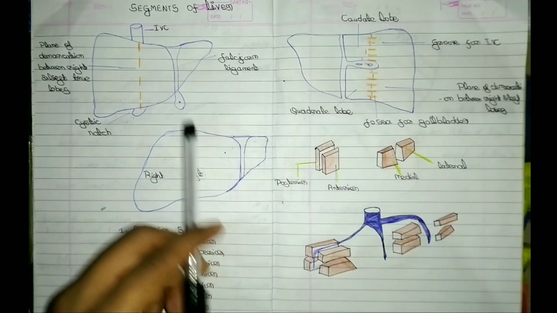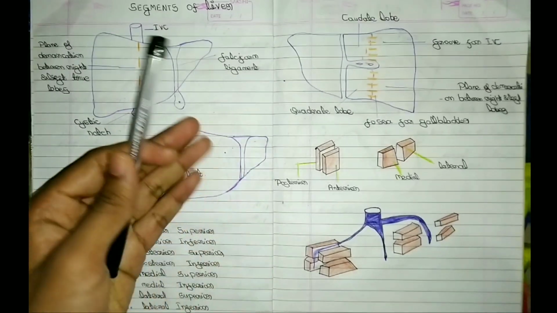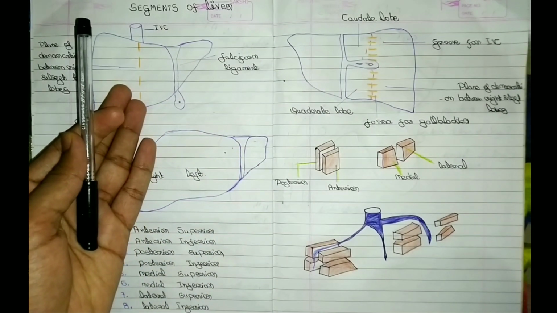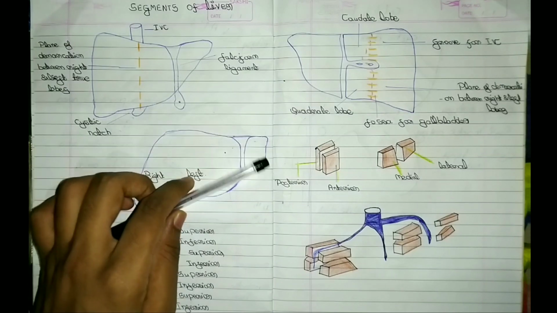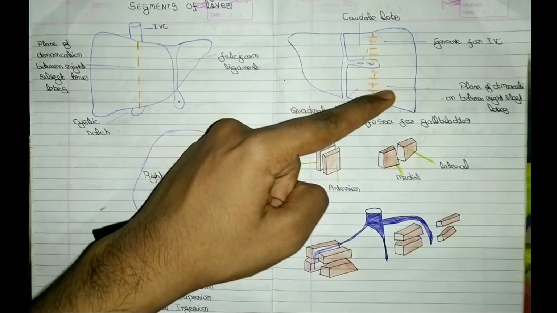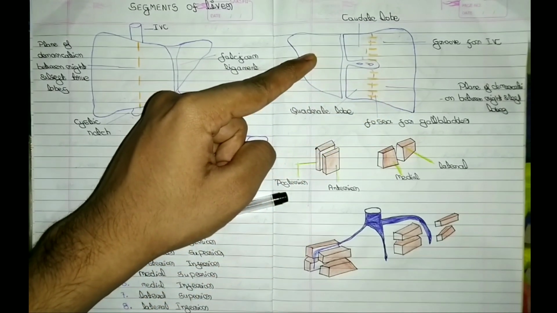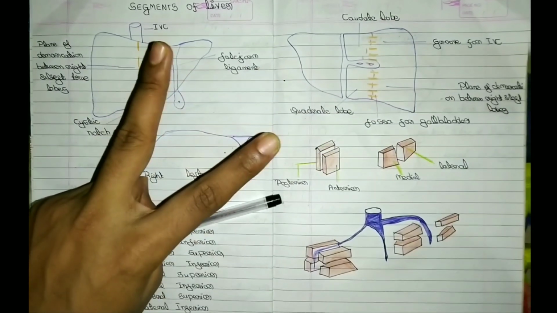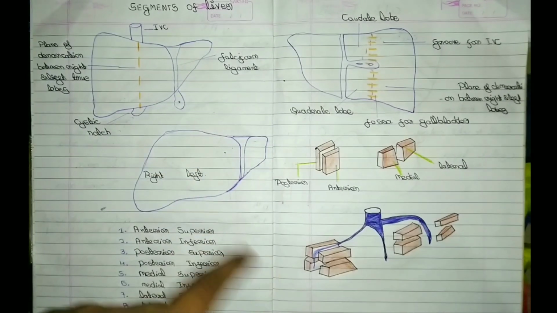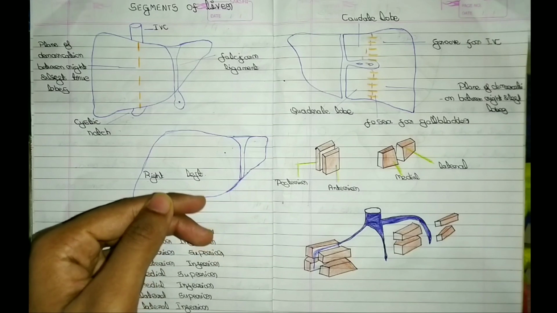Again, we'll revise. There are 2 kinds of lobes: anatomical lobe and physiological lobe. Segments are divided through the physiological lobes. Anatomically, there are 4 lobes: caudate, right lobe and left lobe. Physiologically, there are 2 lobes: right lobe and left lobe. And segments are done through the physiological lobes.